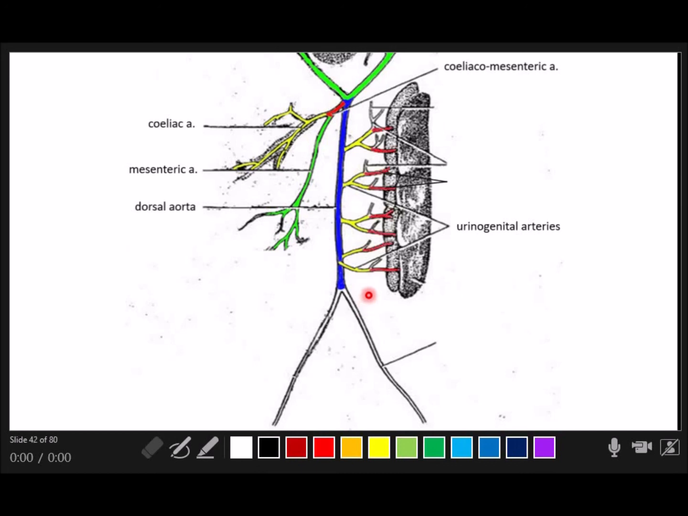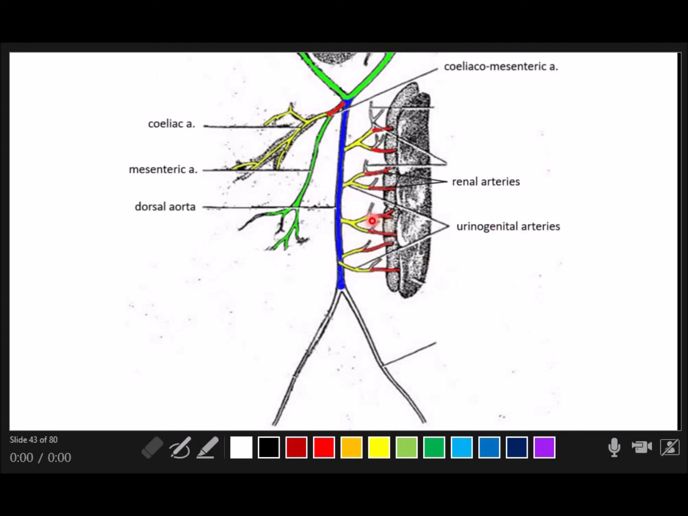The first one, this one with red color, all of these branches go to the kidney. So if I want to say something relating to the kidney, I say in Latin renal. Like adrenal gland, for example. So I will call these arteries renal arteries.